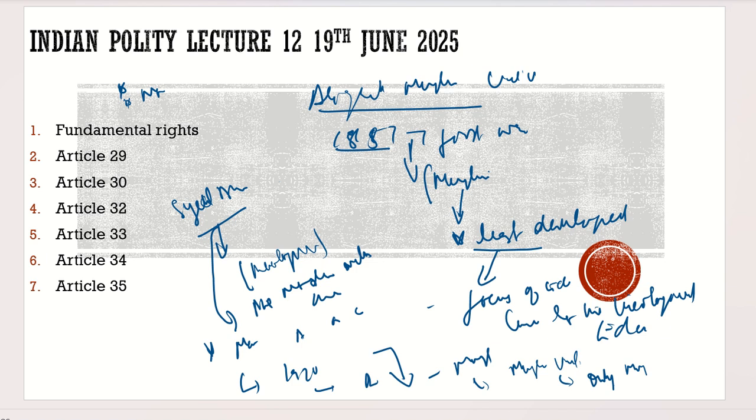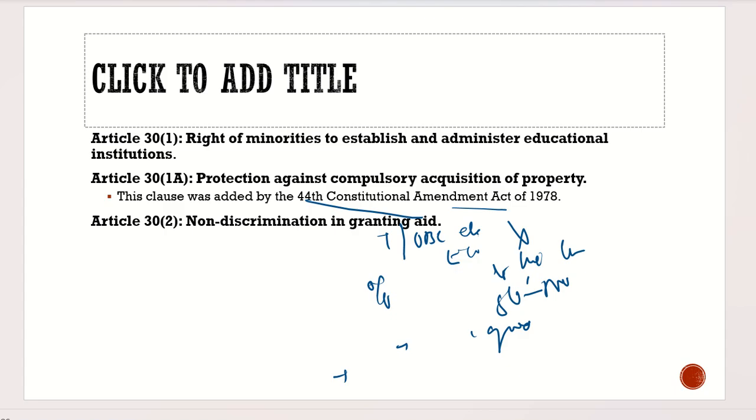But here we have Article 30. What does Article 30 say? Article 30 says that a minority has the right to establish and administer educational institutes. Sir, we have this minority educational institute. We have Aligarh, established by Muslims, by Sir Sayyid Ahmad Khan, and now the government is interfering with us and trying to change the nature of this institute. So they went to the Supreme Court.